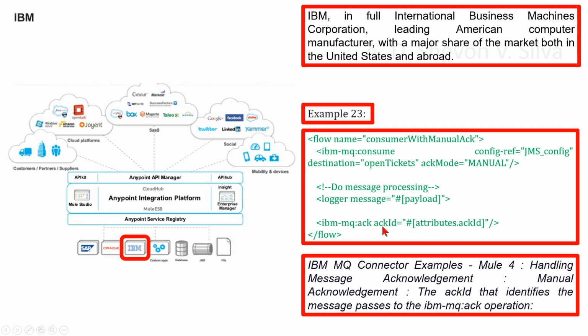With this configuration, every message received by either listener or consume operation has an ACK ID available in the Mule message attributes, which identifies this message uniquely for a given connection. The ACK ID that identifies the message is passed to the IBM MQ ACK operation to do message processing.